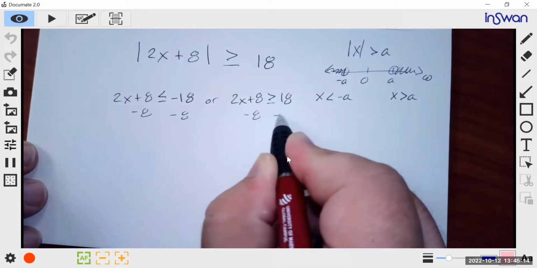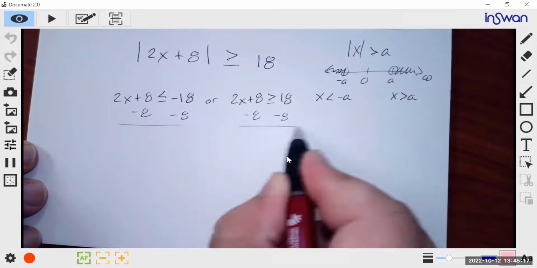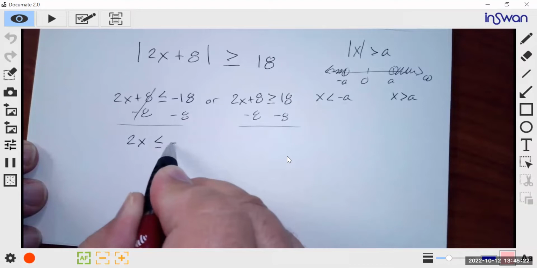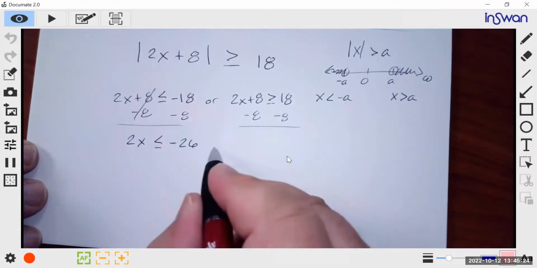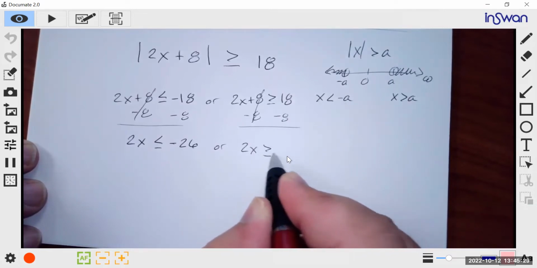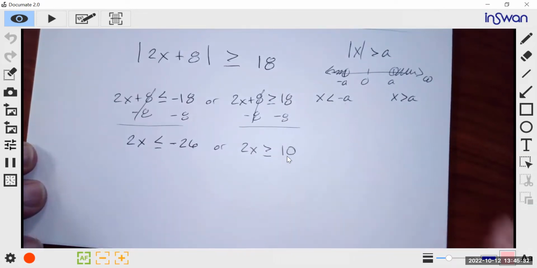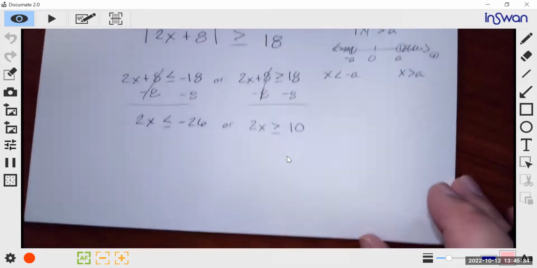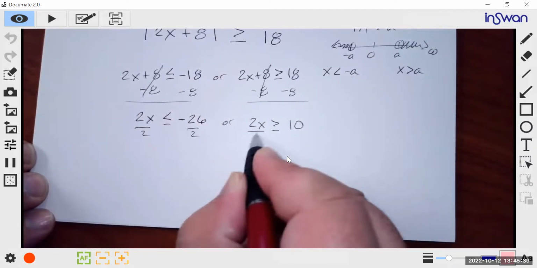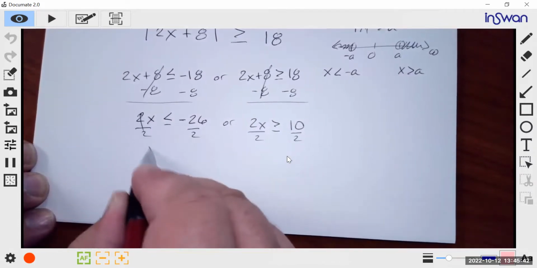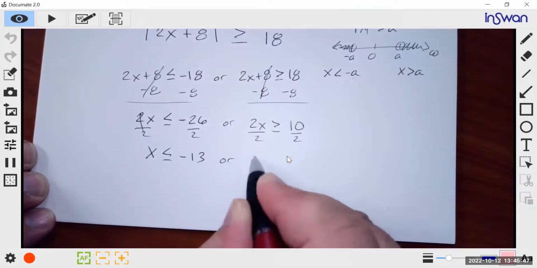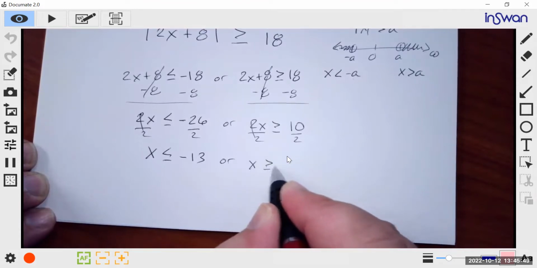Subtract 8 from each term. 2x is less than or equal to negative 26, or 2x is greater than or equal to positive 10. Divide by 2. Divide by 2. x is less than or equal to negative 13, or x is greater than or equal to 5.